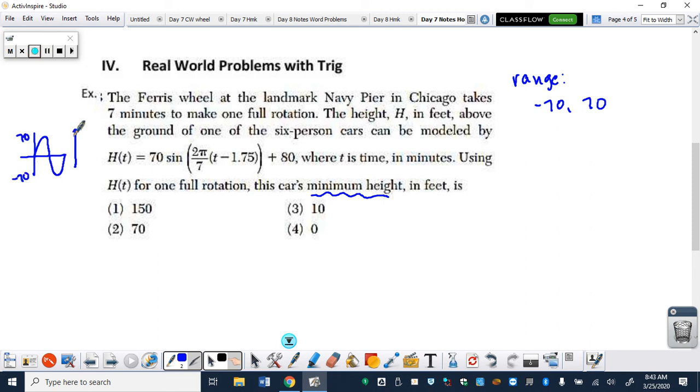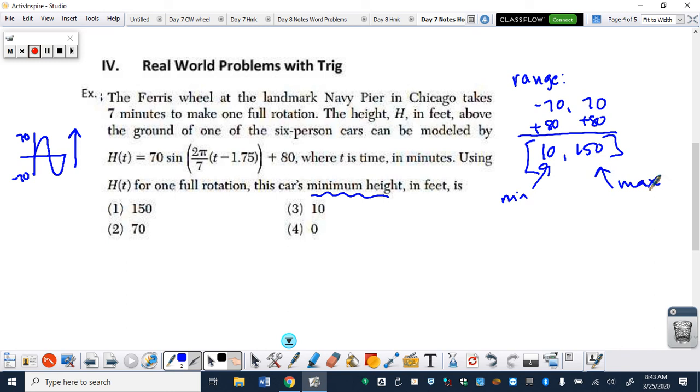But then the whole thing got shifted up 80 feet. So now, when I go to look at my range, I'm going to add 80 to negative 70, and I'm going to add 80 to positive 70 to get my correct range, which is going to go from not negative 10 to positive 10, 80 take away 70, 10 to 150.